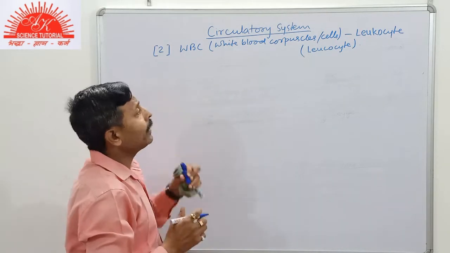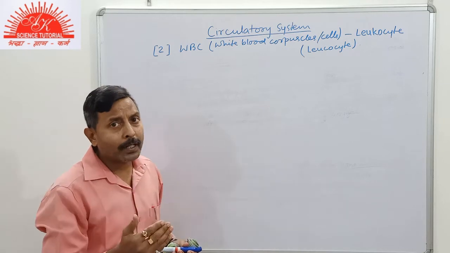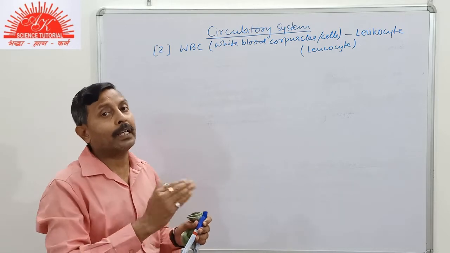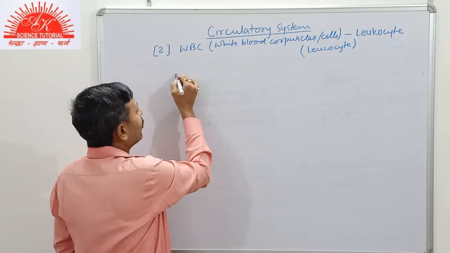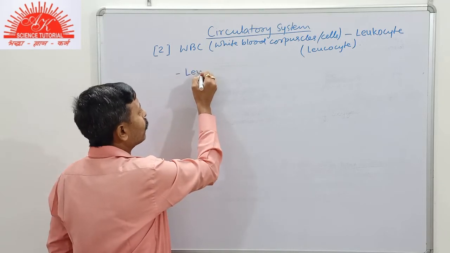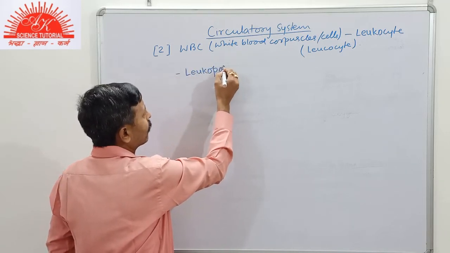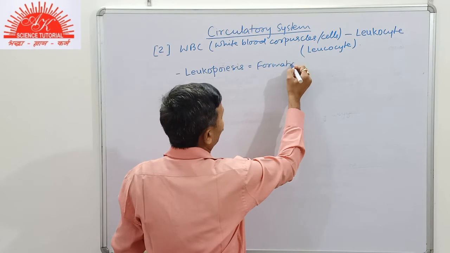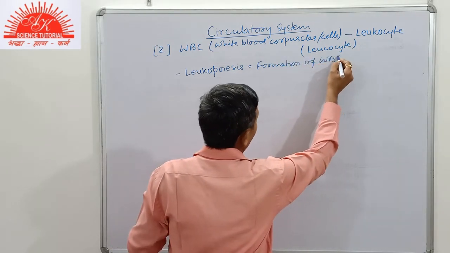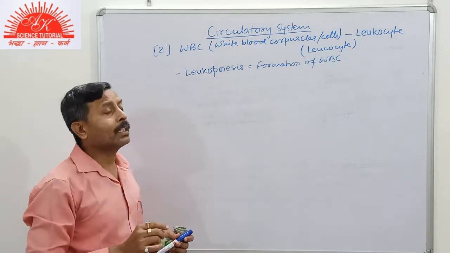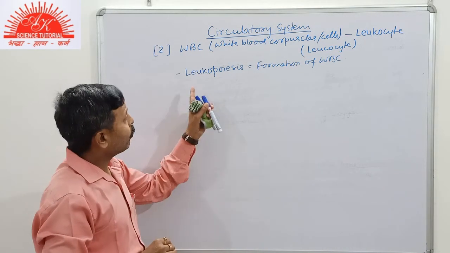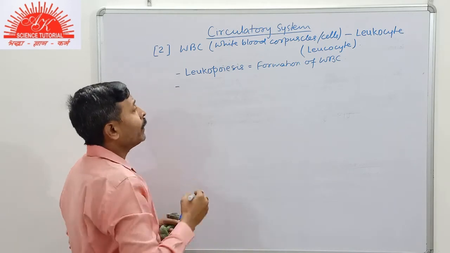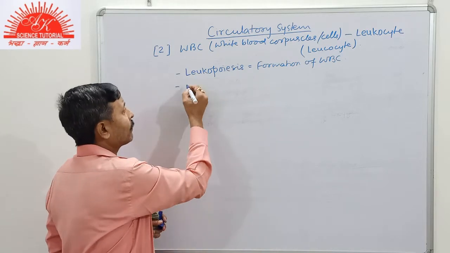Now we will study WBC on the basis of similar points taken while studying RBC, so that you can study both the topics in comparison. Like there is a term used called leukopoiesis, that is formation of WBC. Now the formation of RBC was erythropoiesis and formation of WBC is leukopoiesis. Now students, we study one by one. Like first of all, its shape.